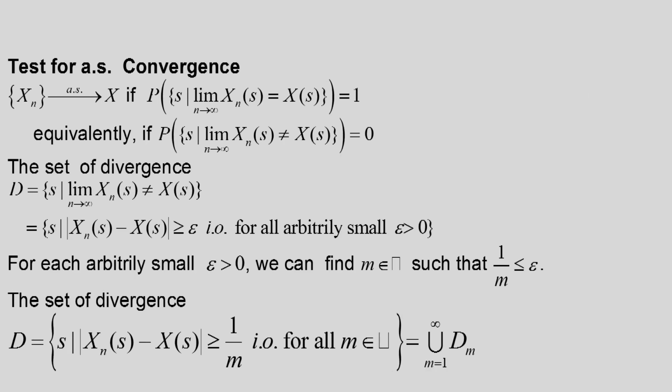Now, how to test almost sure convergence? xn converges almost sure to x if the probability of the event {s such that limit of xn(s) equals x(s)} is equal to 1, or equivalently, if we consider the event where this limit is not equal to x(s), that probability should be equal to 0. Now let us define a set of divergence where xn(s) is not equal to x(s). We call this event D. That event is equal to the set of s such that mod of xn(s) minus x(s) is greater than or equal to epsilon infinitely often, for all arbitrarily small epsilon greater than 0.